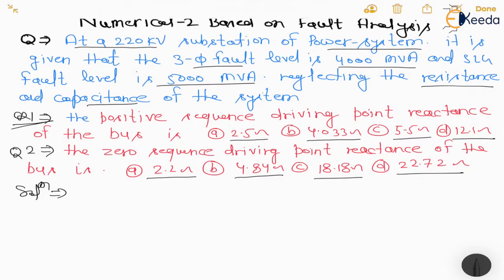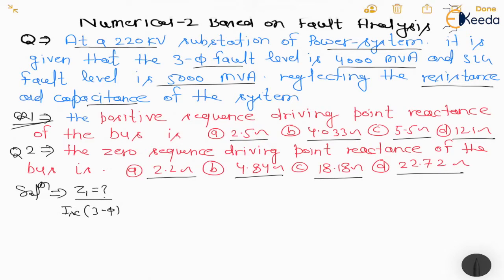Now, the positive sequence driving point reactance of the bus. The first question is asking for the value of Z1. So how will we calculate it? We have been given the three-phase fault level as 4000 MVA, and we know that short circuit power is equal to base power into 1 upon ZPU. So first we are going to find the value of ISC in case of three phase.